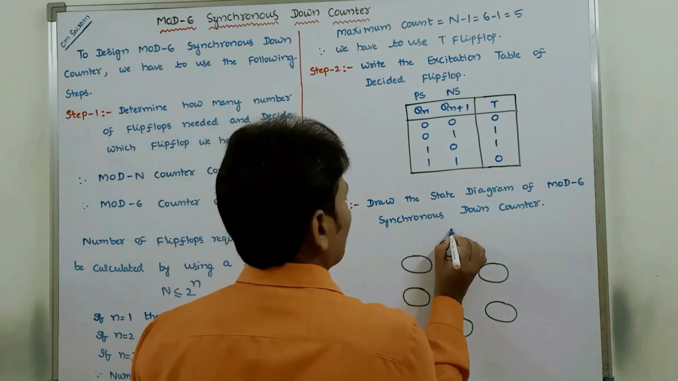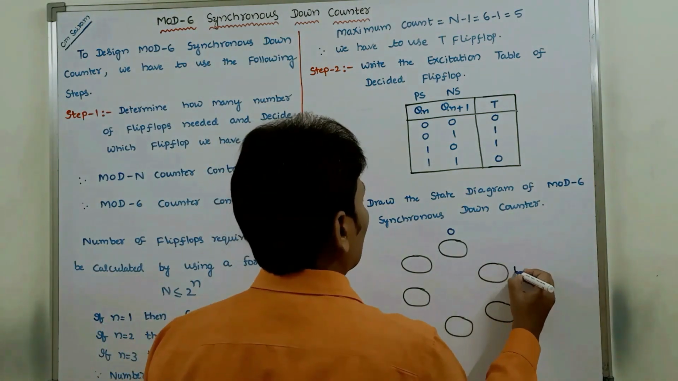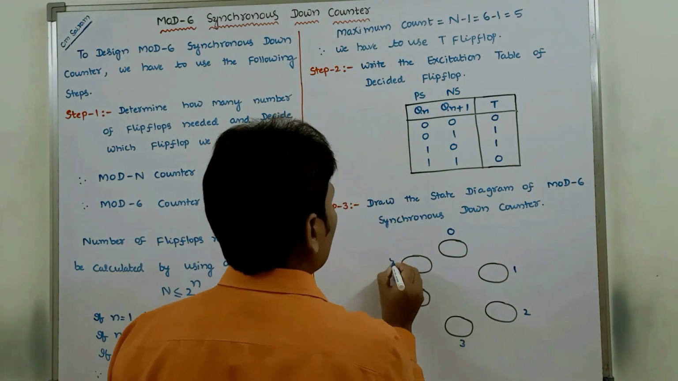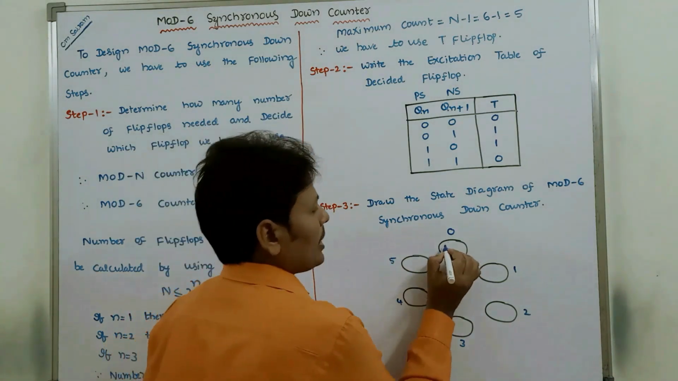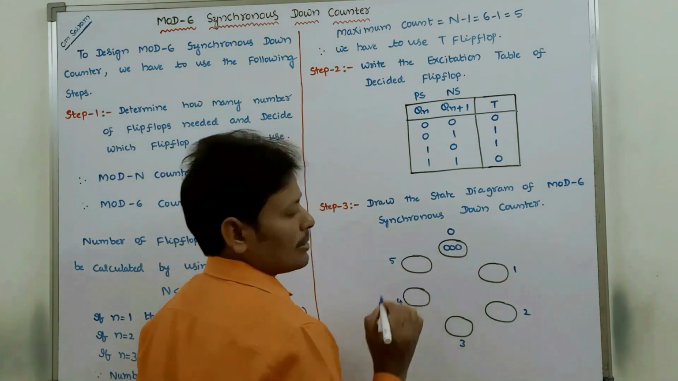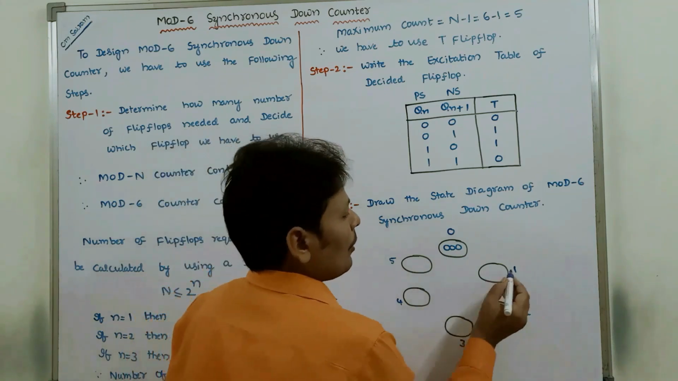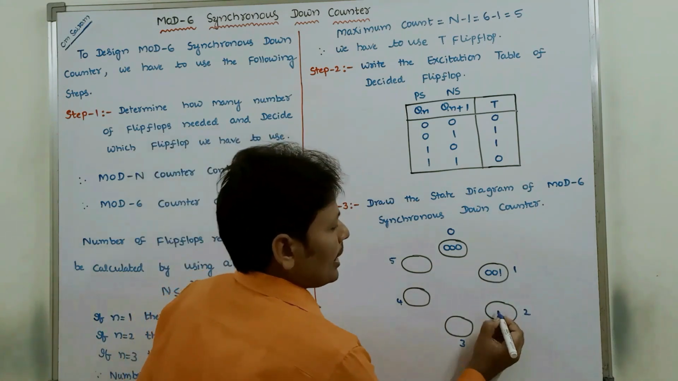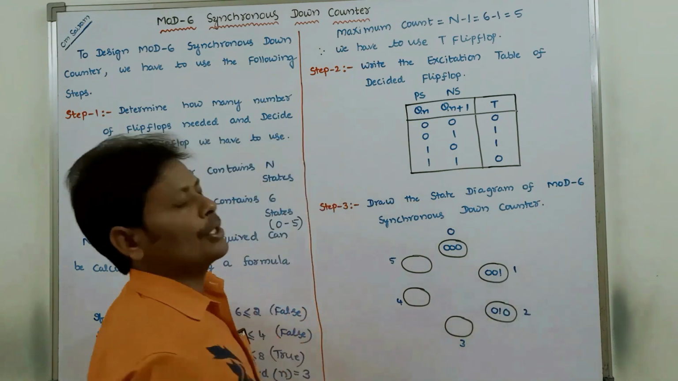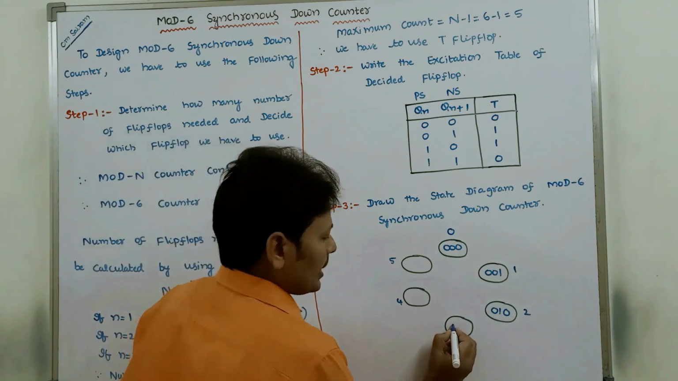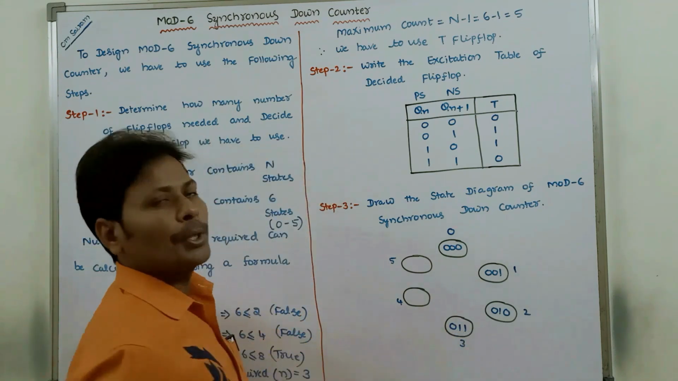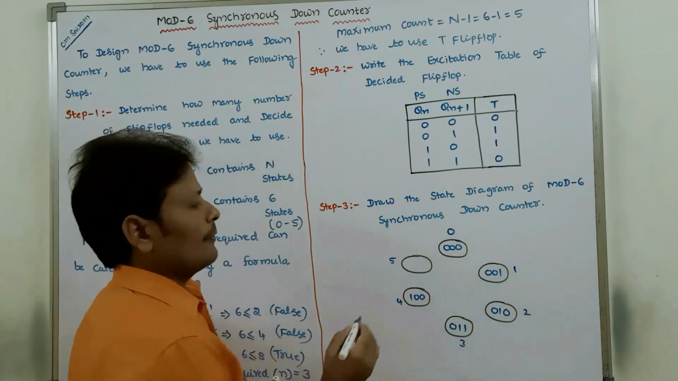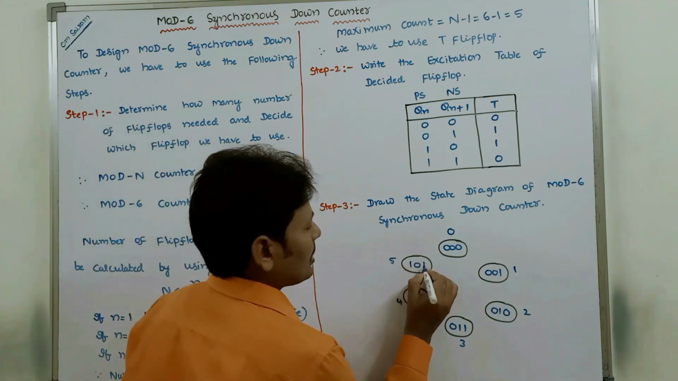Now this is 0 state, 1 state, 2nd state, 3rd state, 4th state and 5th state. So 0 state can be represented by using 3 bits, 0 0 0. 1 state can be represented by using 3 bits, 0 0 1. 2 state can be represented by using 3 bits, 0 1 0. 3rd state can be represented by using 3 bits, 0 1 1. 4th state can be represented by using 3 bits, and fifth state can be represented by using 3 bits.